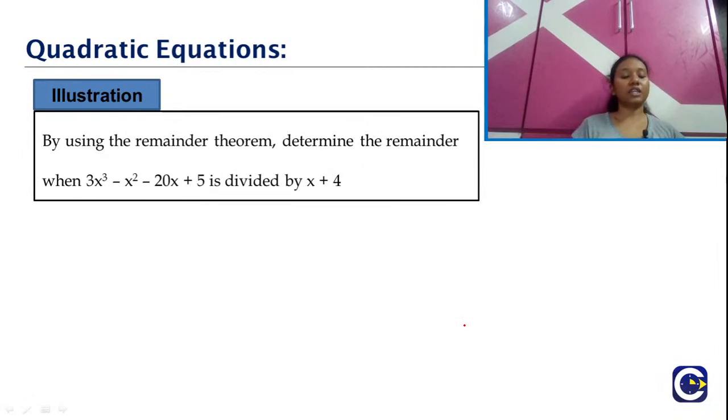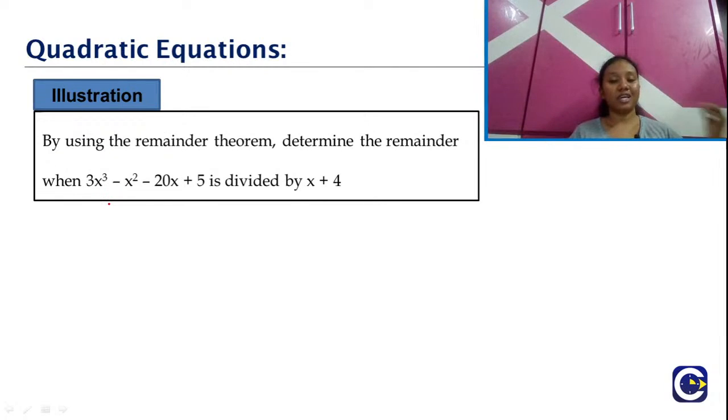So first we'll read out the question, guys. By using the remainder theorem, determine the remainder when 3x cube minus x square minus 20x plus 5 is divided by x plus 4. So quickly apply the remainder theorem which we have seen just now and get the remainder, and then we will also see it using the long division method after the remainder theorem.